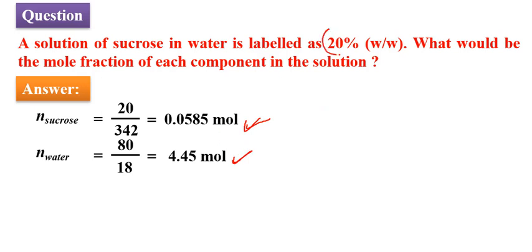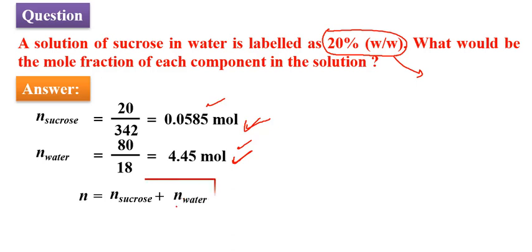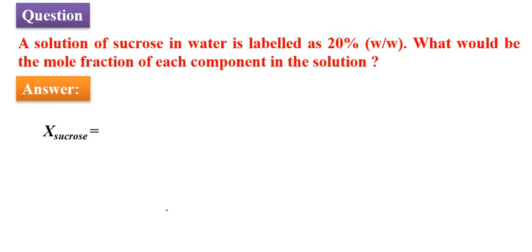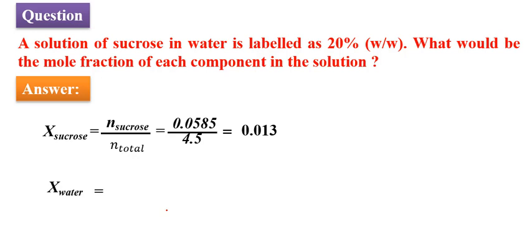Okay, first, 20% means what? The description. After that, converting into number of moles. These are the main steps. Here n total equals n sucrose plus n water. Then apply the formula. Mole fraction equals n sucrose by n total. n sucrose is 0.05, total is 4.5, that is approximately 0.013.